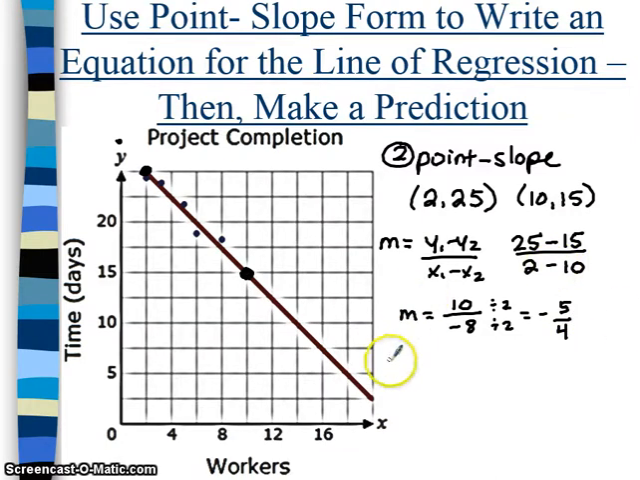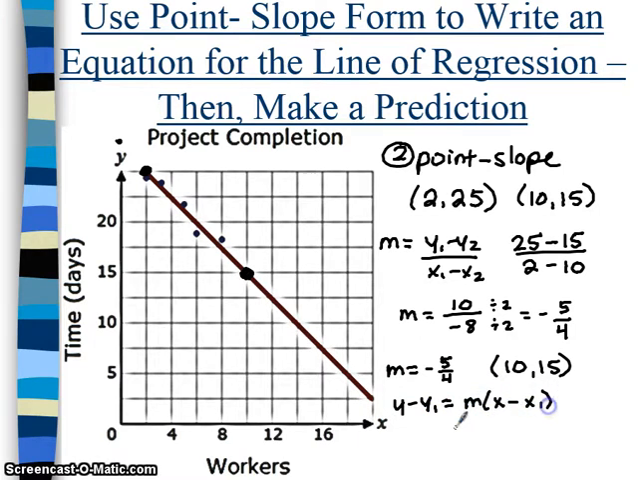Now we can start to write our equation because we know that the slope is negative 5 over 4, and we know a point. It doesn't matter which one we use. I'm going to use (10, 15). Now, we know a point, we know a slope, we'll use point slope form. So we use y minus y1 equals m times x minus x1.